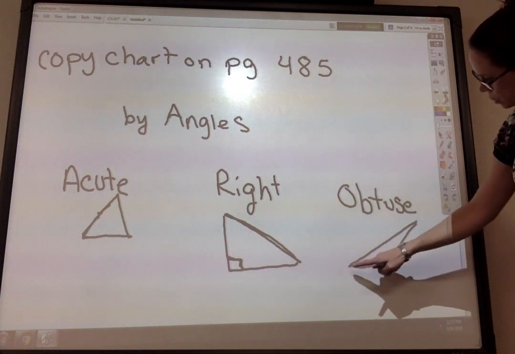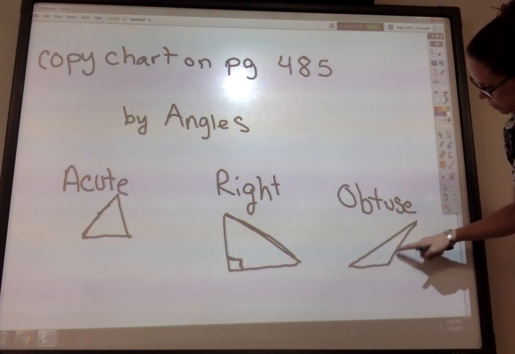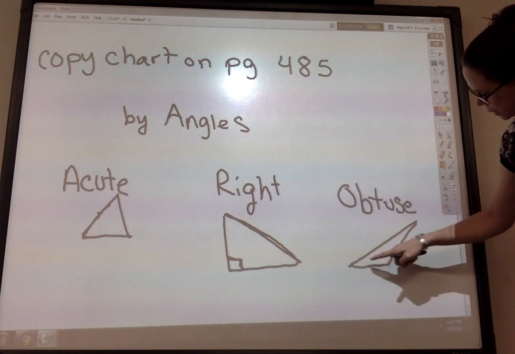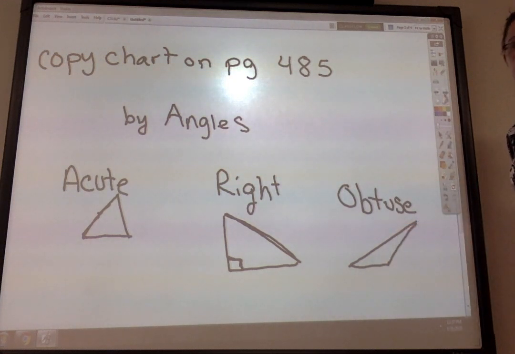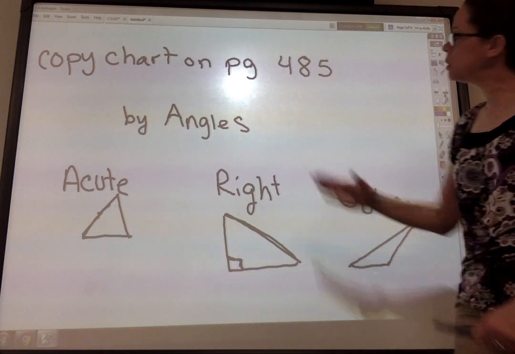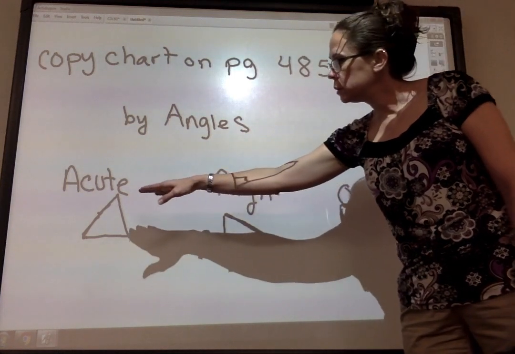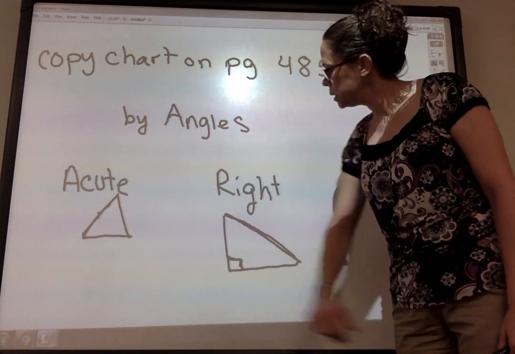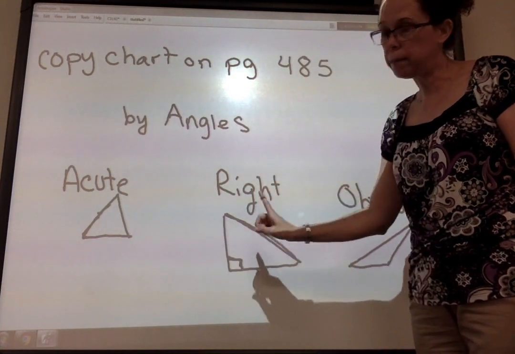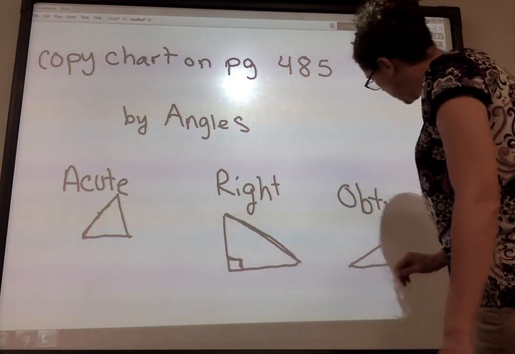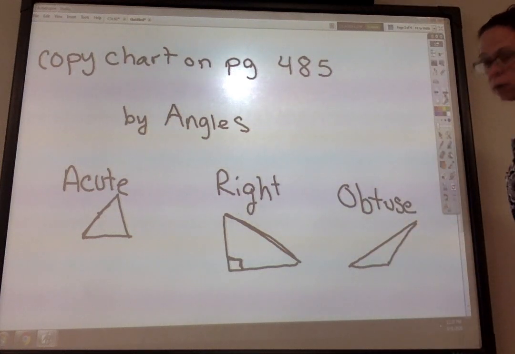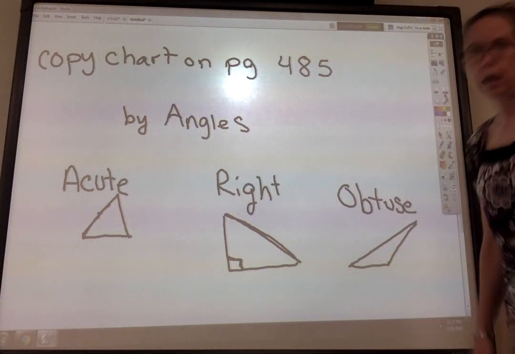Okay, last, an obtuse triangle has one angle that is an obtuse angle. Okay, you can see I've drawn this one. Here's my obtuse angle here. It is bigger than 90 degrees. The other angles are acute in this one. Okay, so by angles, we have acute triangles. All the angles measure less than 90 degrees. Right triangles, we have an angle that measures 90. It's a right angle. And obtuse triangle, we have one angle that is an obtuse angle.